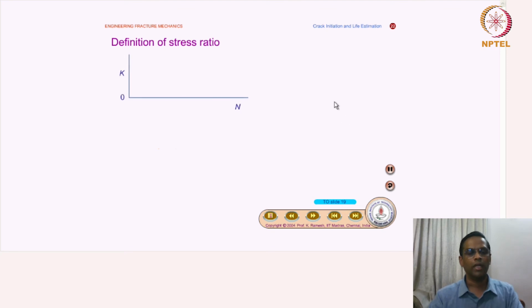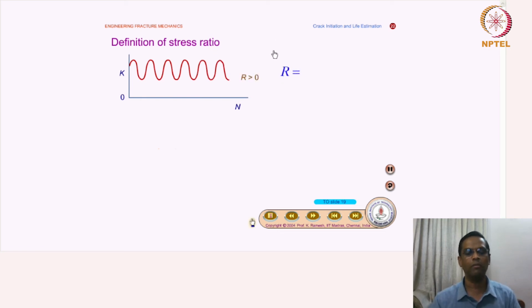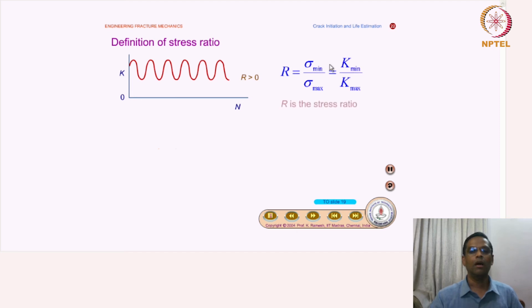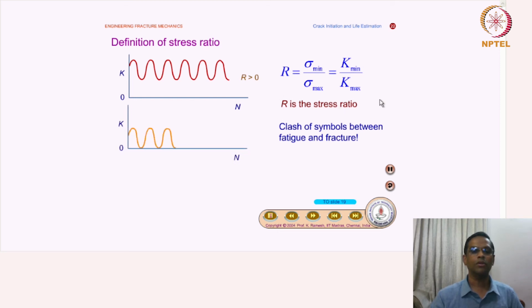Okay. So the next important topic we are going to is stress ratio. That is R. I showed in the table K minimum by K max. That is called the stress ratio. K versus number of cycles. So normally a fatigue loading is in this cycle. In this particular case, R is greater than 0. R is defined as sigma minimum by sigma max, which is K minimum by K max. And R is called the stress ratio.